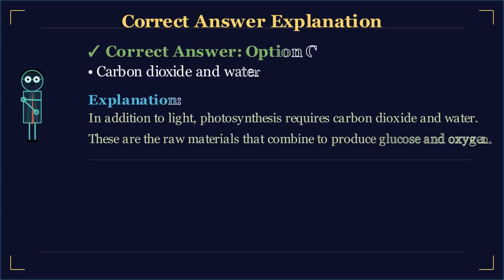Here's the explanation for the correct answer. In addition to light, photosynthesis requires carbon dioxide and water. These are the raw materials that combine to produce glucose and oxygen.